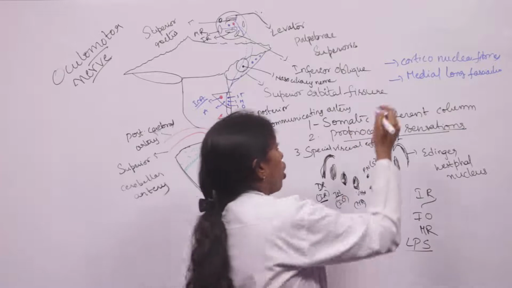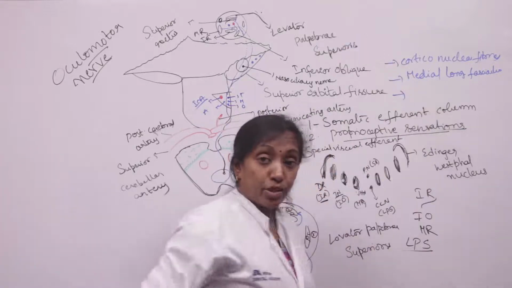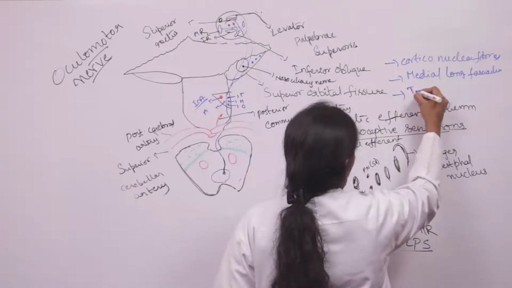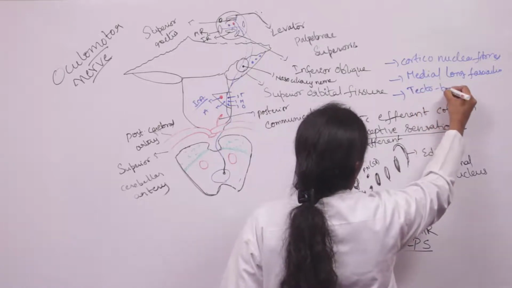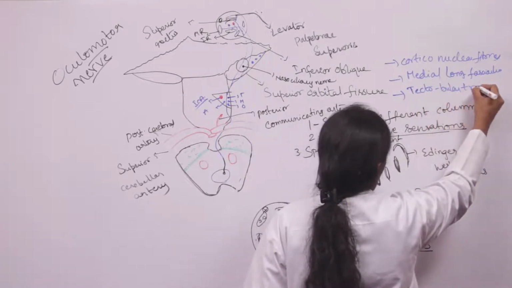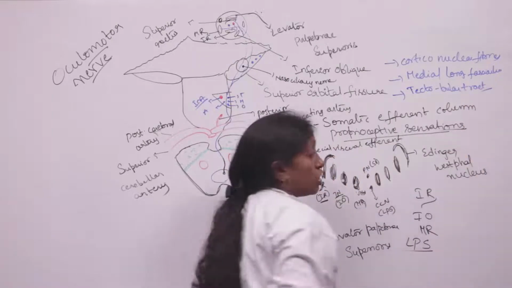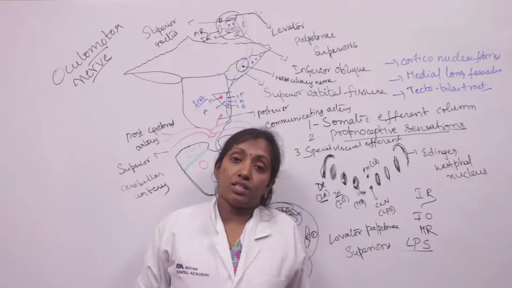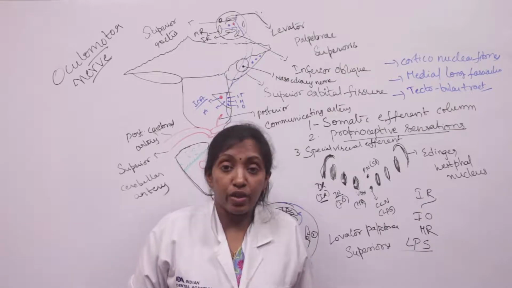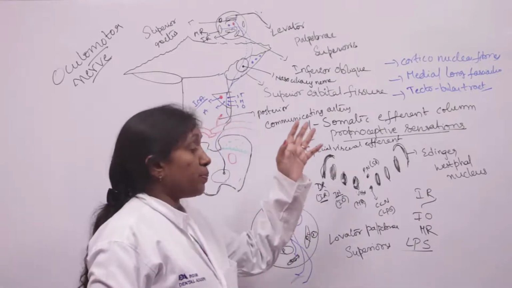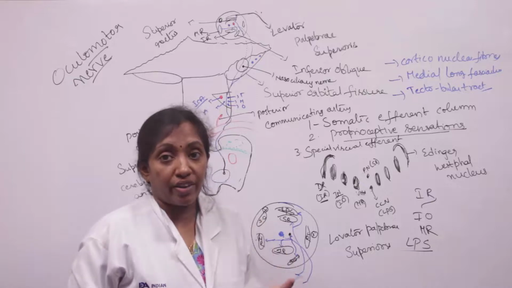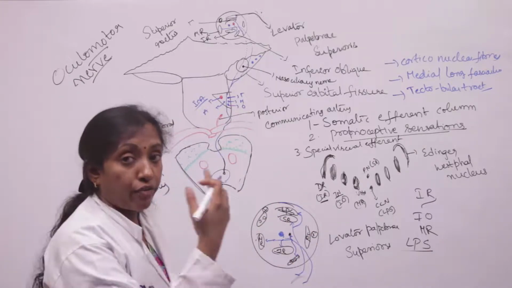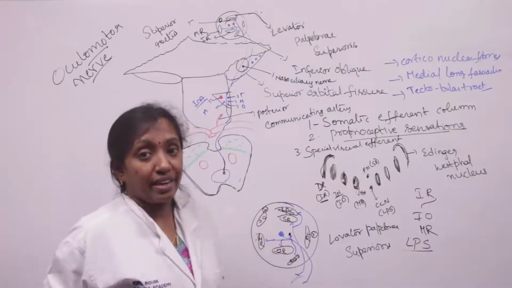And also the oculomotor nucleus receives fibers from the tectobulbar tract, through which it is connected to the visual cortex, which is important for the visual protective reflex. Through the superior colliculus, it is connected to the visual cortex, which is important for the visual protective reflex.